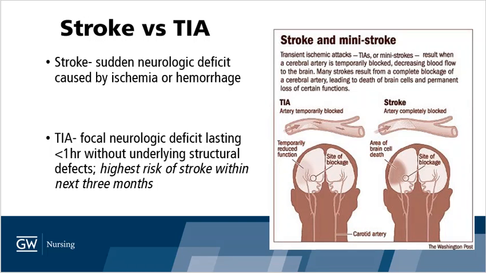Whereas with a stroke, the neurological deficit is because that area of the brain is completely without nutrients and without oxygen, because there is no blood flow to that area. There are different types, like I said, that you're going to be learning in your pathophysiology class, but in this class we're going to focus on what the assessment of it looks like.